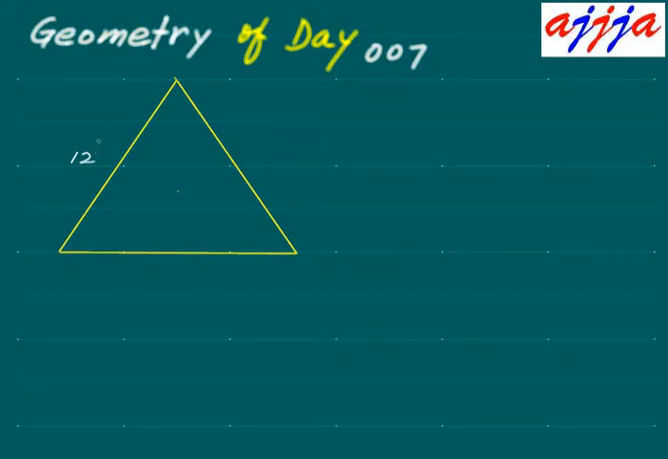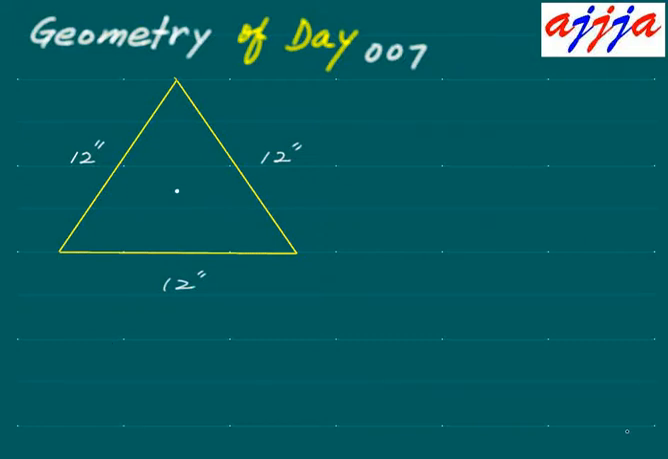So, 12 inches, and 12 inches, and 12 inches. What kind of triangle? That's right. Equilateral triangle, right? Equilateral. Okay, now, every triangle has a center, right? They have how many different types of center? That's right. 1, 2, 3, 4.